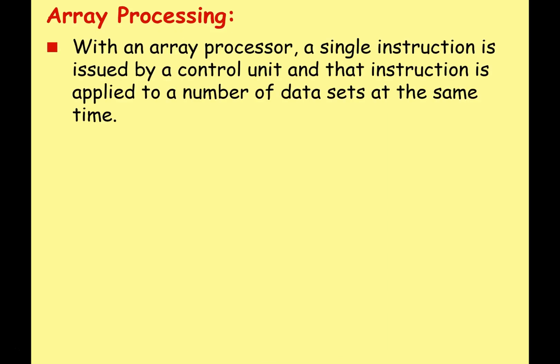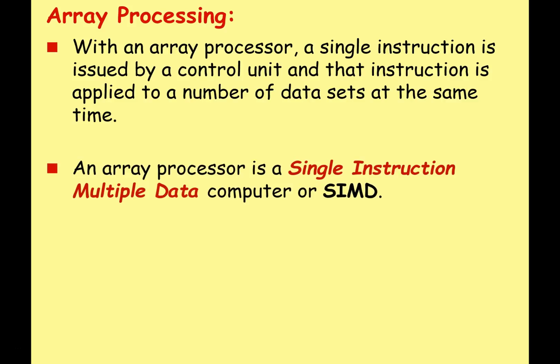With an array processor, a single instruction is issued by a control unit, and that instruction is applied to a number of datasets at the same time. An array processor is an example of a single instruction, multiple data computer, or what we like to call SIMD. So this is something that will come up a lot. We're going to look at different names for different types of computer systems, and this is what we call a single instruction multiple data system, or SIMD.